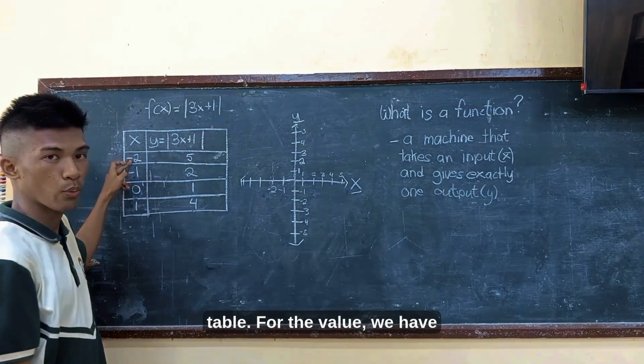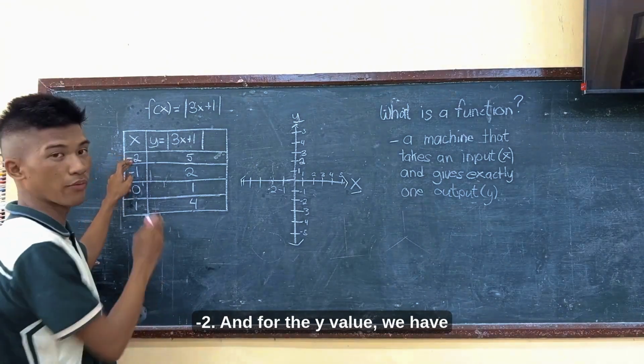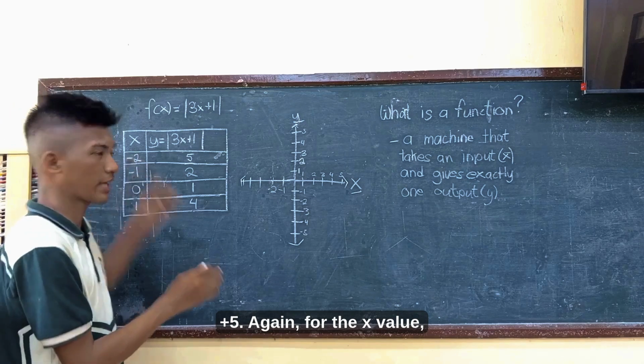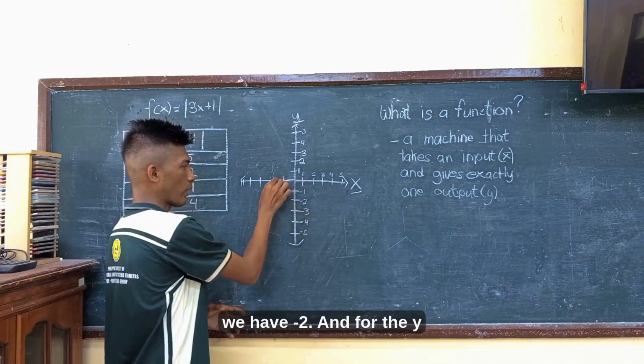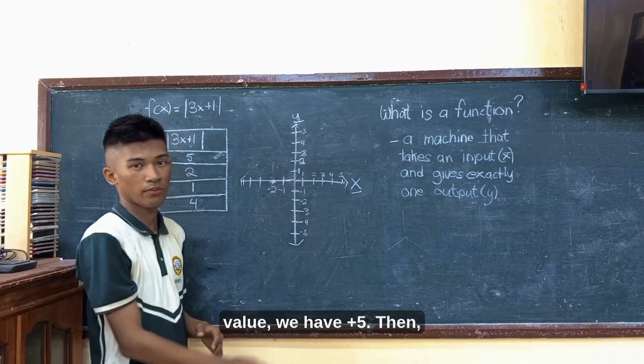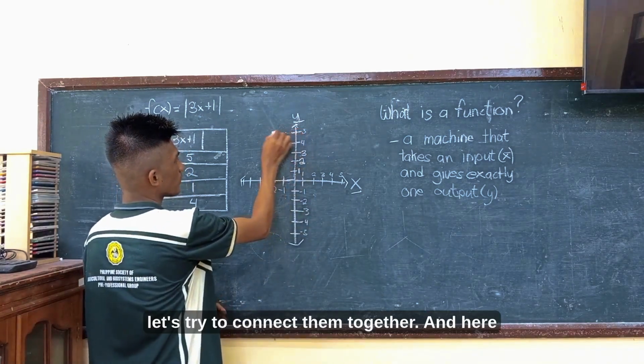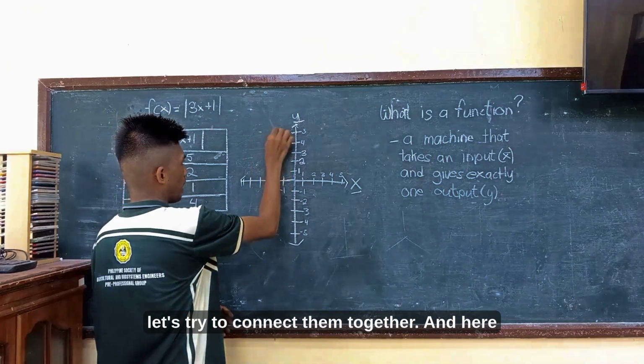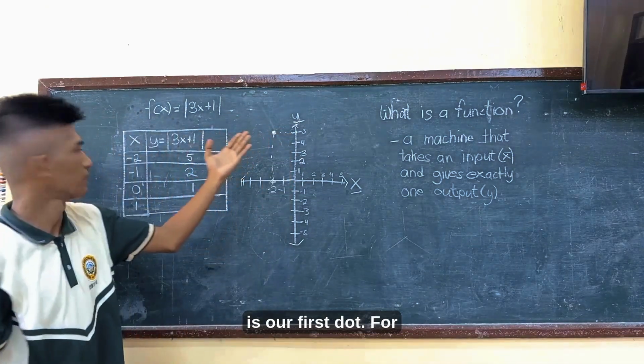For the x value, we have negative 2, and for the y value, we have positive 5. Then, let's try to connect them together. And here is our first dot.